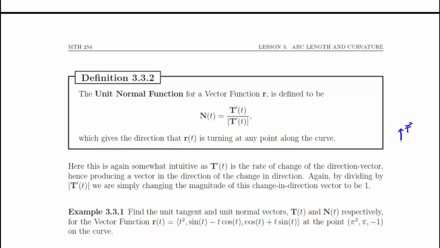And when I take its derivative, that's telling me how quickly we are turning, essentially. But it's with respect to time, not unit length, so it's not a good measure of curvature, but it does give us the rate of change of the tangent vector, and the change of the tangent vector has to be going in the direction of how the curve is turning. So, hence producing a vector in the direction of the change in direction. Again, by dividing by the magnitude of capital T prime of t, we are simply changing the magnitude of this change in direction vector to be 1.